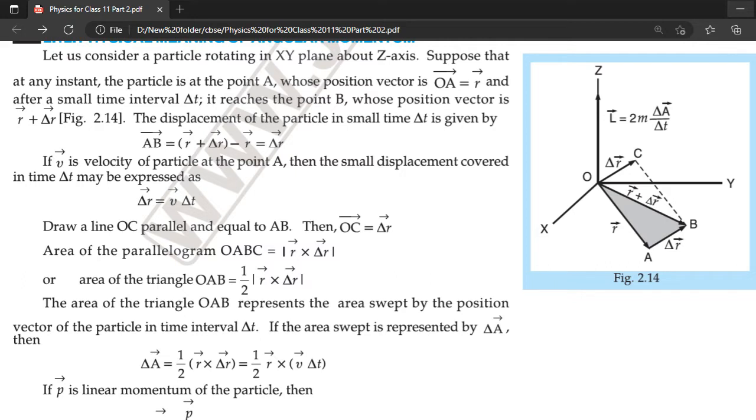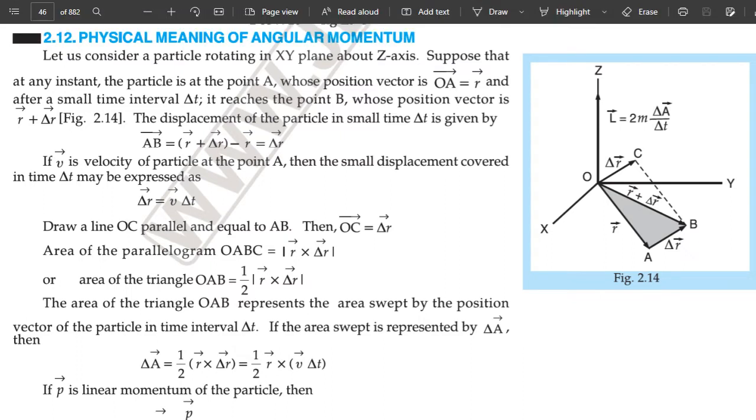Today we are going to discuss the physical significance of angular momentum. In the previous class we studied the expression of linear momentum, and the expression of angular momentum, which is L equal to R cross P. Now we talk about the physical meaning, the physical significance of angular momentum.